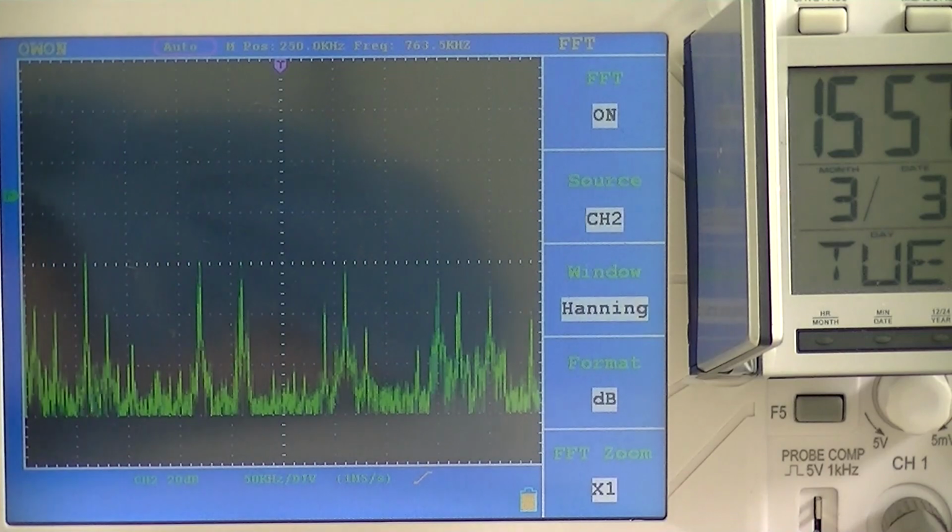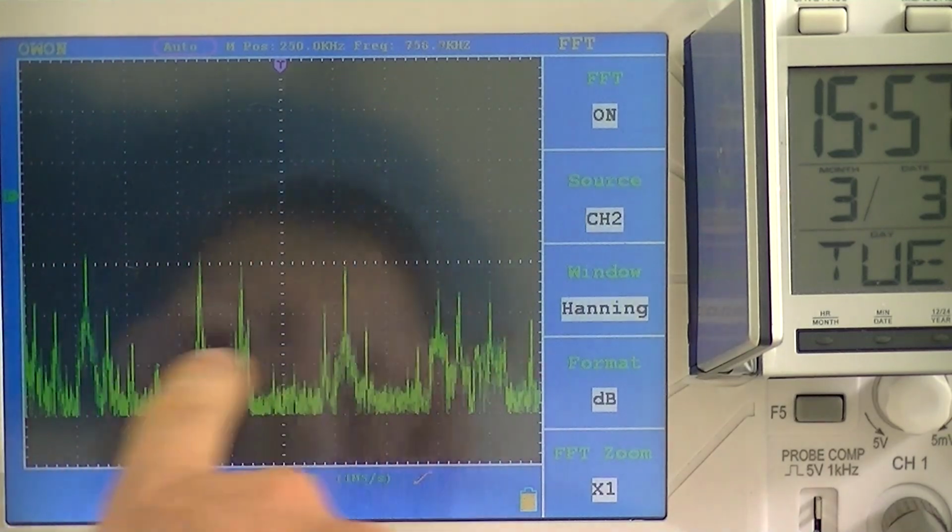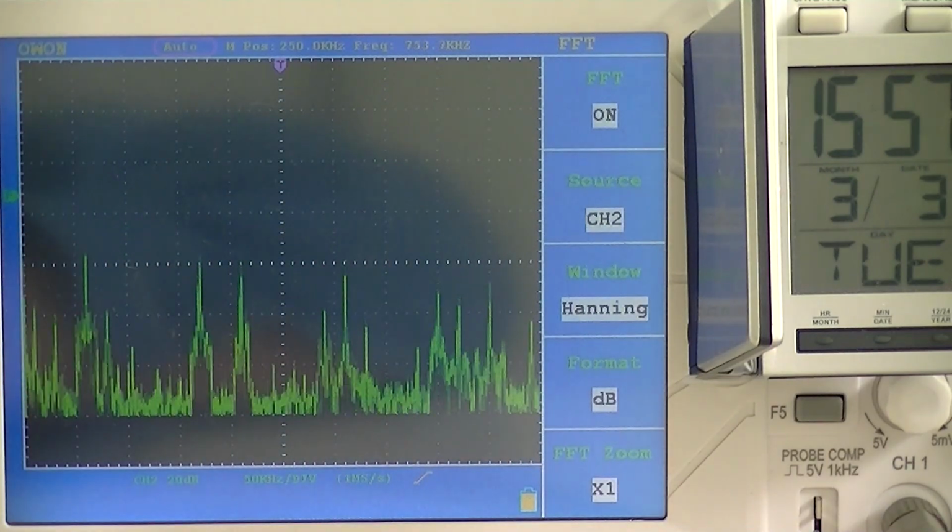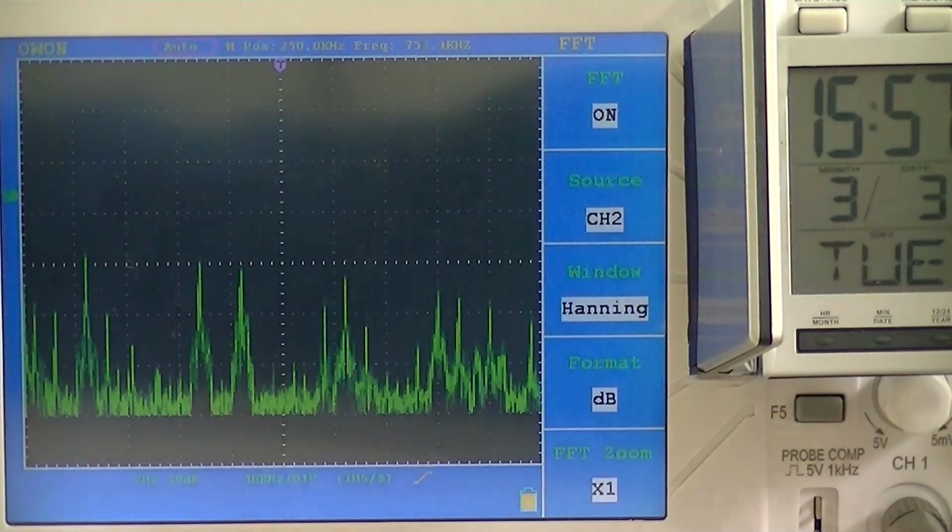So we're on 50 kilohertz per division, so 50 kilohertz, each one of these squares going out, and you see there's still a lot of structure in there.